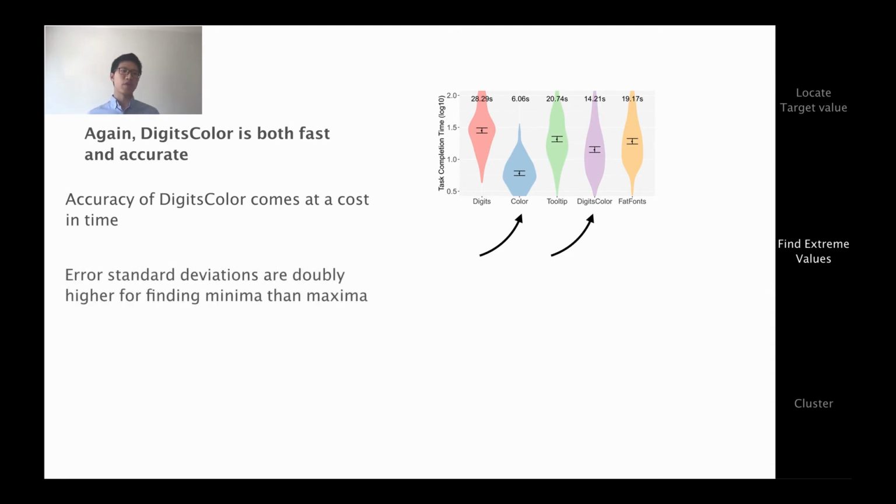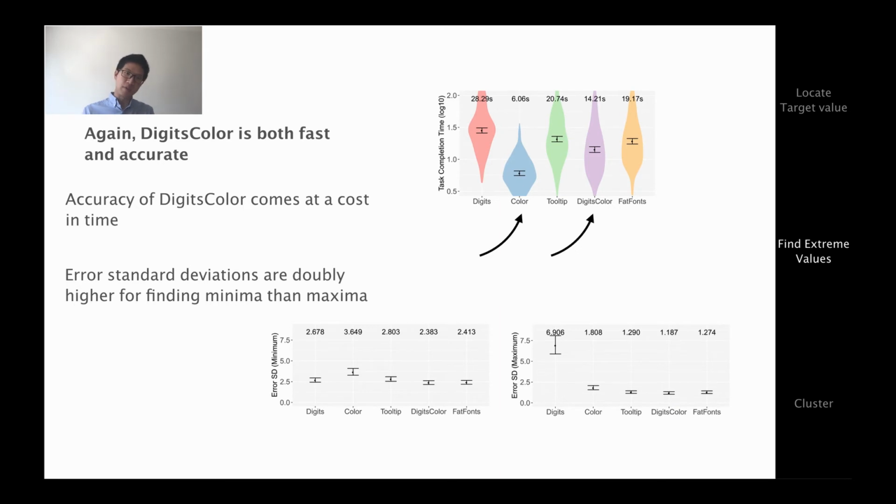We also found that the error standard deviations are double for finding the minimum compared to the maximum. As we can see in the graph showing the error standard deviation, the left shows the minimum and the right shows the maximum. As you can see here, the minimum is double the maximum. So this supports previous studies about nonlinearity in perception, such as Weber's law and Stevens' law.